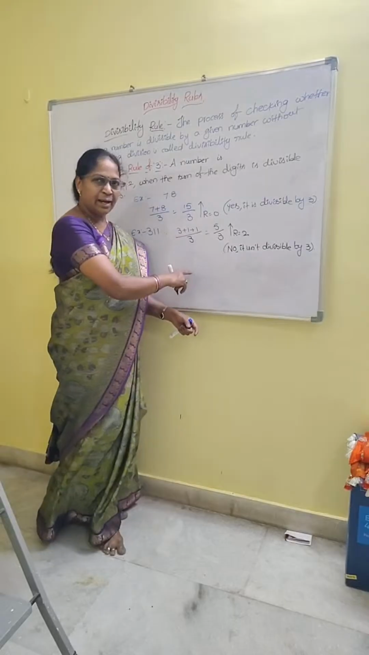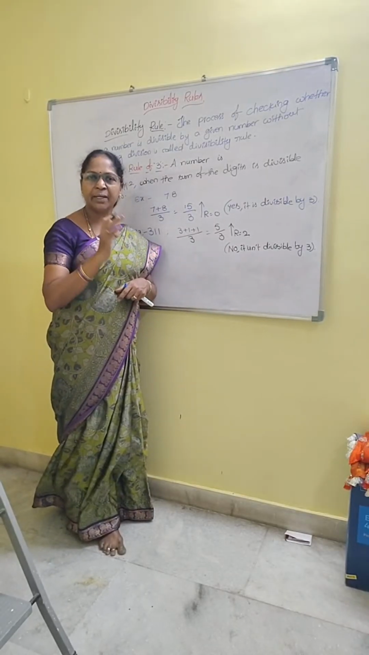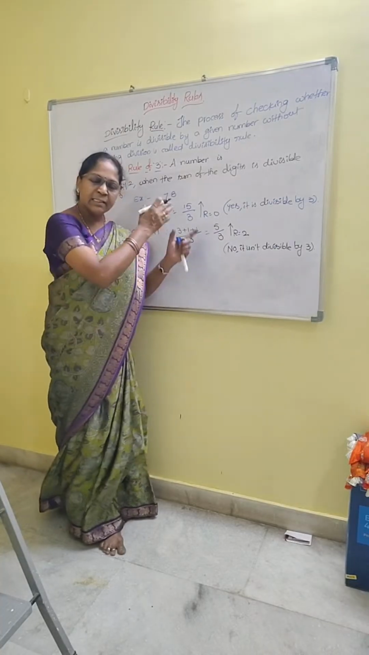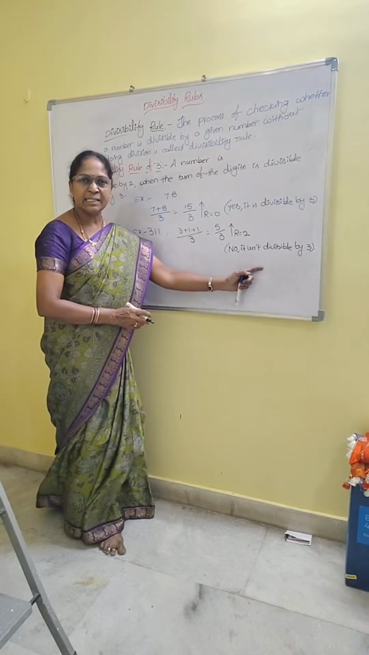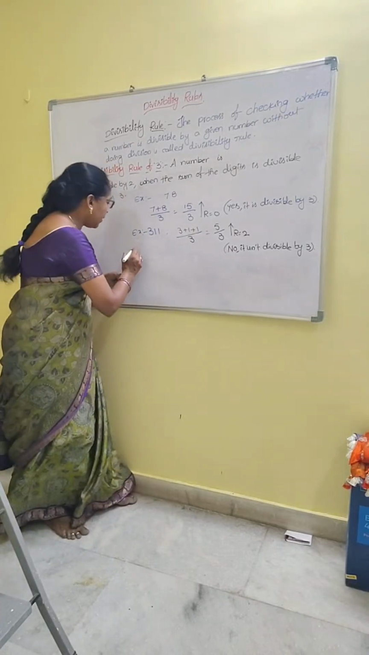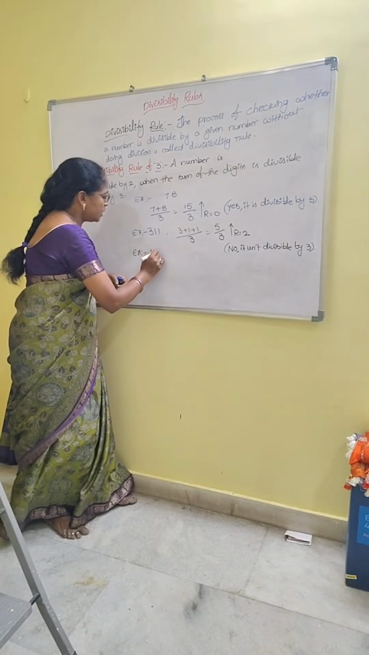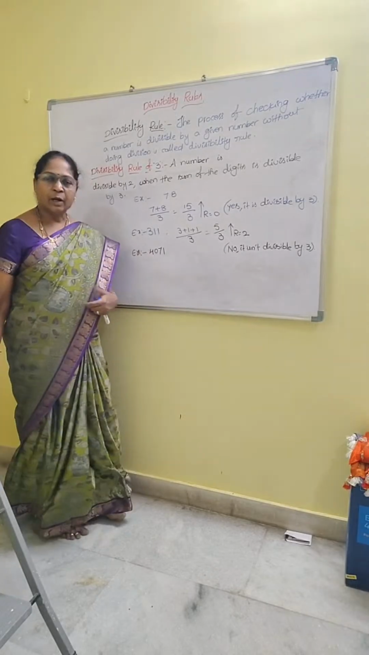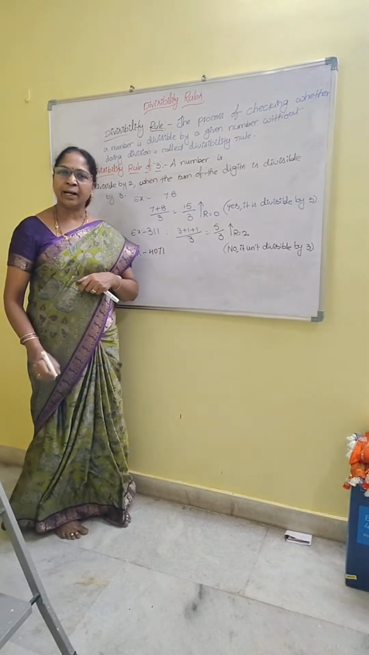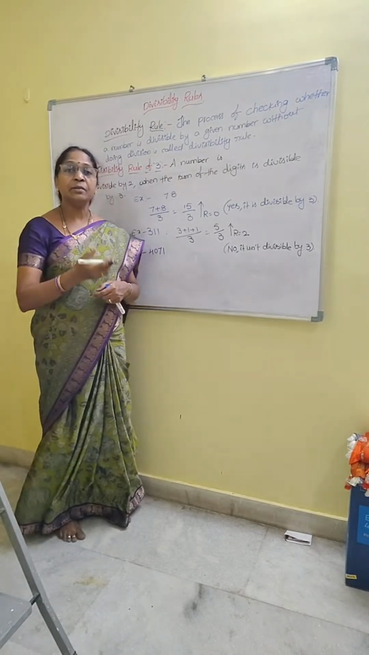Yes, is it clear? It's very, very important. Divisibility rules are a very important topic. These are the basic maths, so learn properly. So this is the example. One more example here. 4071. Is it divisible by 3? That is our question. How can you say?